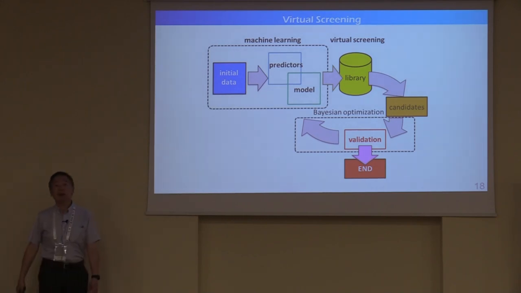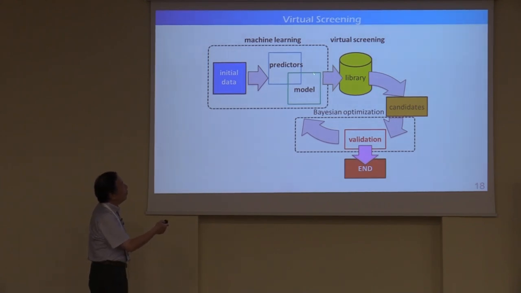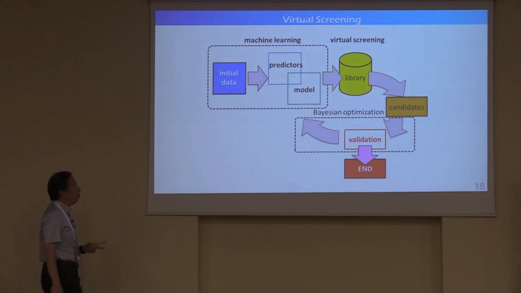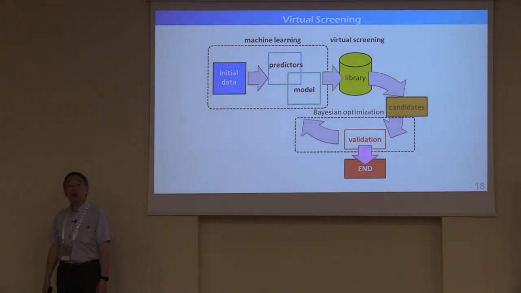Because this model is not necessarily good, sometimes the validation result fails. Then we put this result into the model again, improve the model, and go through the library again. So the model can be iteratively improved. This process is called Bayesian optimization. And even when we make this cycle 100 times, 100 models and 100 cycles of iterations, you need only 200 first-principles calculations. It is much more efficient than an exhaustive search of all compounds in the library. So we took this strategy.